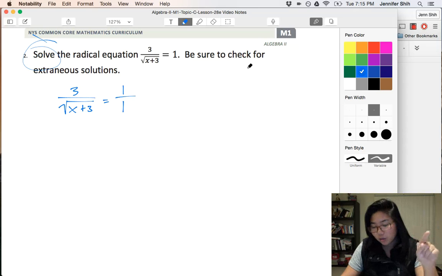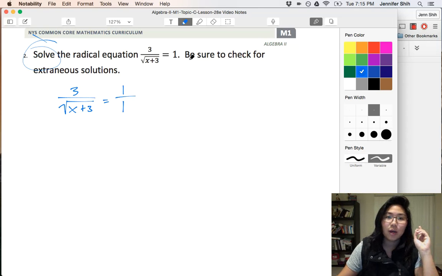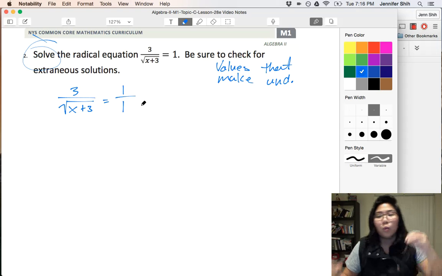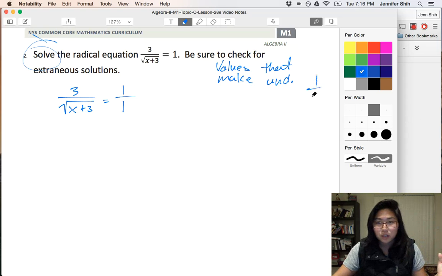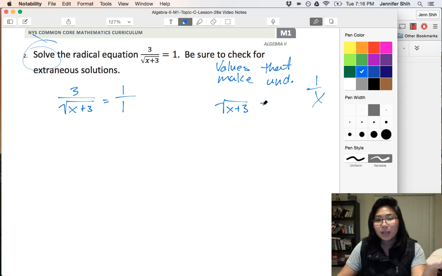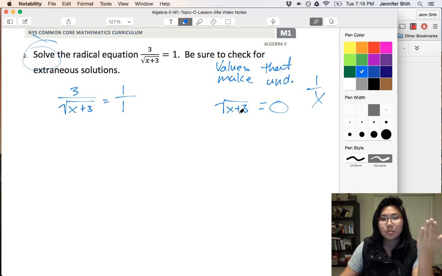Now, when we did rational expressions, we had to find values that made the expression undefined. So let's talk about values that make an expression undefined. An expression is undefined when the denominator is 0. So let's take a look at this denominator. And we have to ask, when is this equal to 0? So when is root x plus 3 equal to 0?